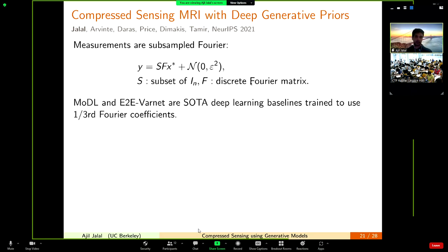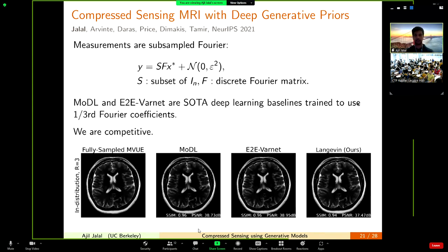And we compared our results to Modl and VarNet, which are state-of-the-art deep learning techniques, which are trained to use 1/3 of the Fourier coefficients and reconstruct the brain. So you feed in a certain third of the Fourier coefficients, and these deep learning models will spit out brain reconstructions. And what we find is that if we run Langevin dynamics using a diffusion model trained on brain scans, we are competitive. So the leftmost image shows the ground truth that a radiologist would like to see. The next two columns show reconstructions by state-of-the-art deep learning baselines. And the last column is our algorithm that uses Langevin dynamics and diffusion models.